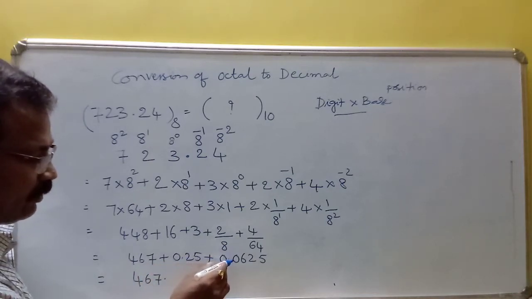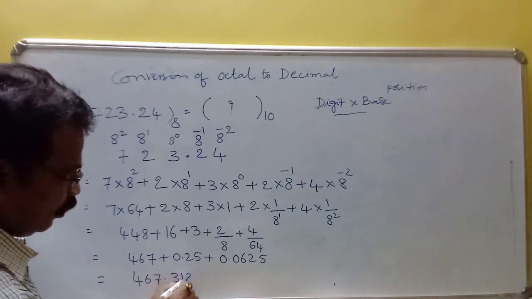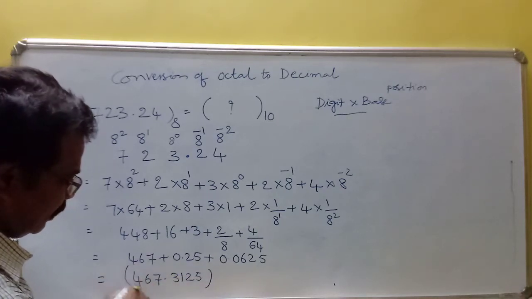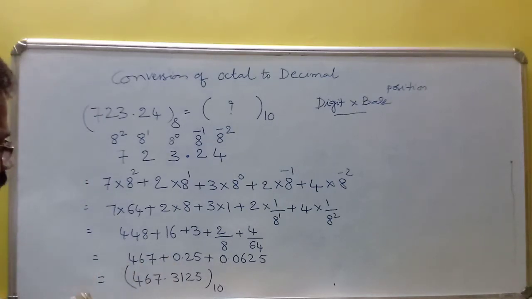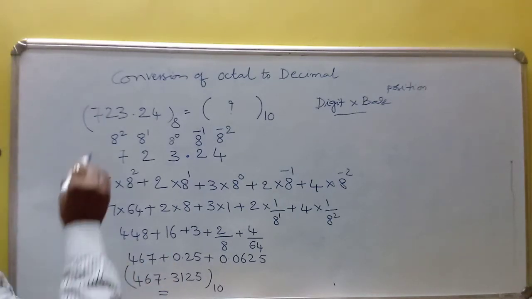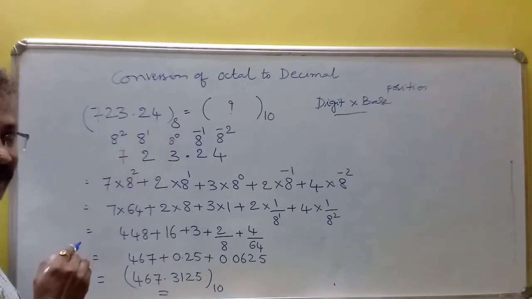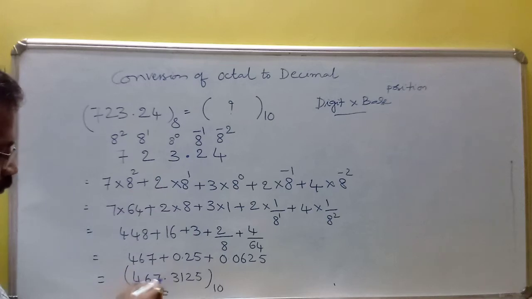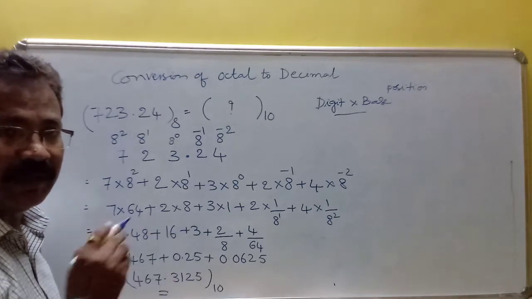467.25 plus 0.0625, that is equal to 467.3125. That is the base 10. So 723.24 base 8 is equal to 467.3125 of base 10.